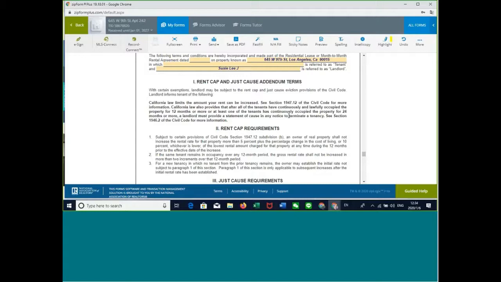18? No exemption. Yeah, no exemption across the board in California. There are other conditions that also give them exemption. We'll talk about that later.